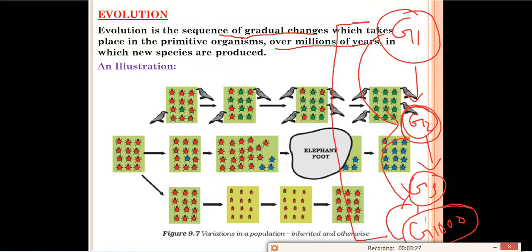These are small changes, but this overall change is a large change, and it is taking place over a long period of time, and this is what we call evolution. It is a series of changes which occurs in an organism over millions of years. It takes a long time to occur, and in it new species are produced. The species which will be produced in the last generation will have all those changes from G1 to G1000. So this is all about evolution.